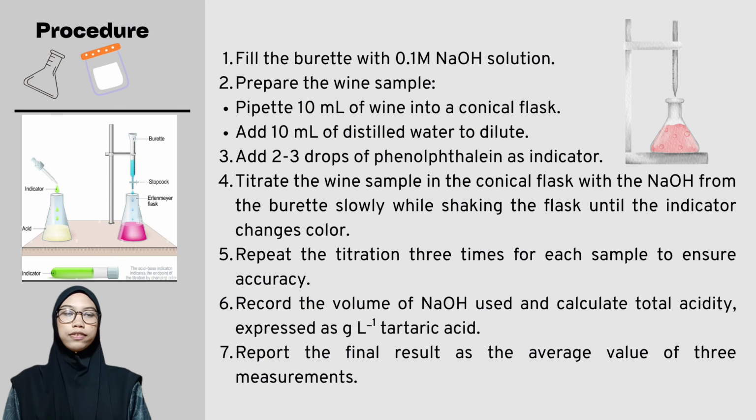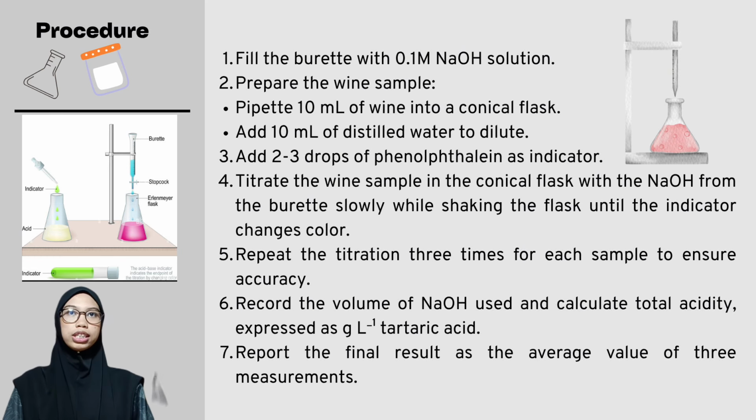For the procedure, firstly, fill the burette with 0.1 molar sodium hydroxide solution. Next, prepare the wine sample. Pipette 10 ml of wine into a conical flask and add 10 ml of distilled water to dilute. Next, add 2 to 3 drops of phenolphthalein as indicator. After that, titrate the wine sample in the conical flask with the sodium hydroxide from the burette slowly while shaking the flask until the indicator changes color.